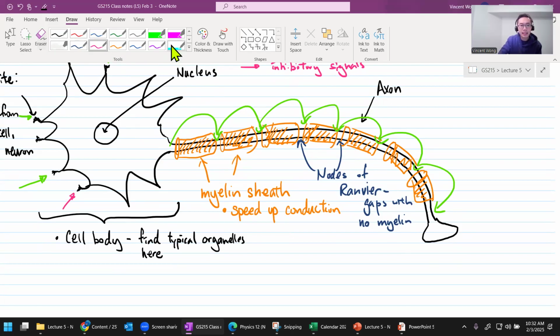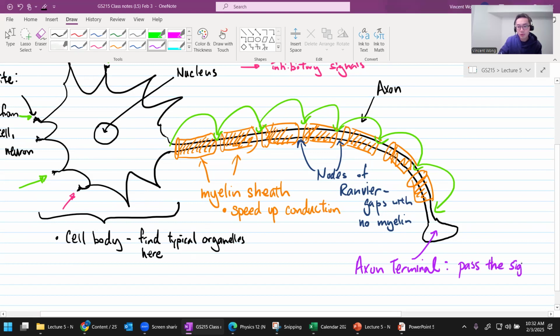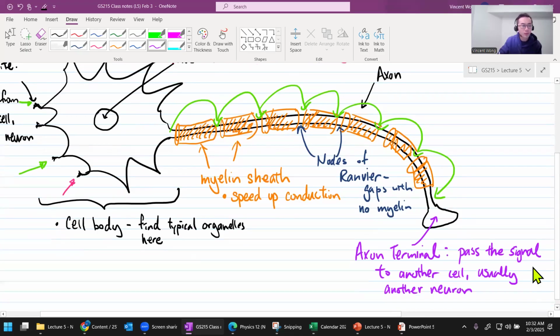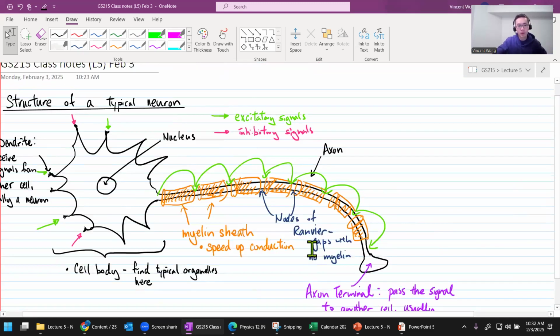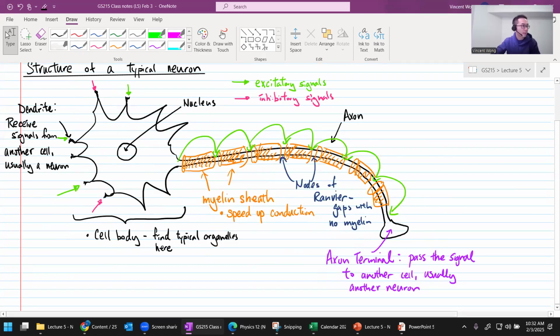Now over here at the end, we have a little bulge, and that is called the axon terminal. The axon terminal will pass the signal to another cell. Again, usually another neuron, but it doesn't have to be. I'll tell you what the other thing might be in a bit. So that's a typical neuron with all the features and functions of the different parts.